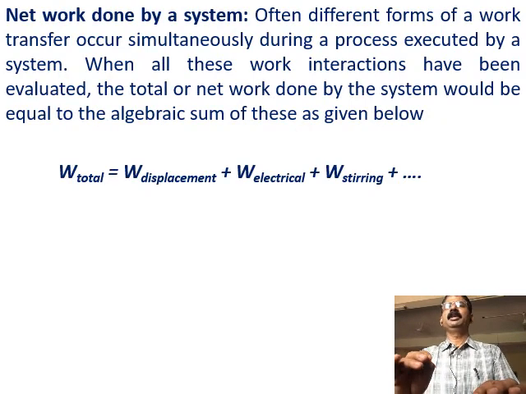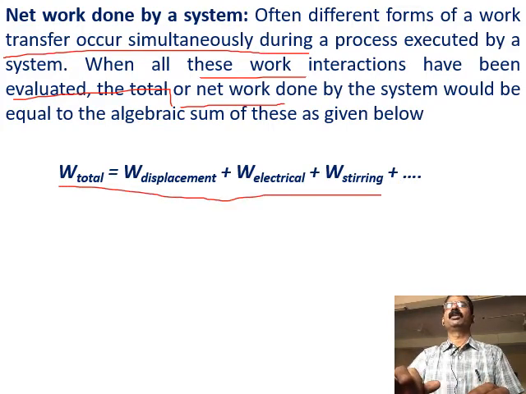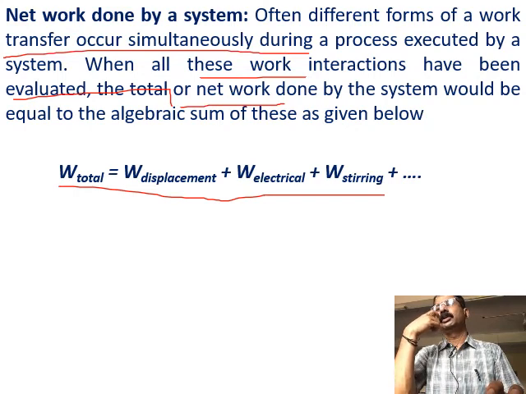Now, if a system involves multiple work interactions, how do you find the net work done by the system? Often work transfer occurs simultaneously in multiple forms. Then all these work interactions have to be evaluated, and you have to find the total or net work done by the system. For that you have to add up all the work transfers involved. So W total is equal to W displacement. If there is a displacement of the piston, a change in volume, then you have to calculate W displacement.